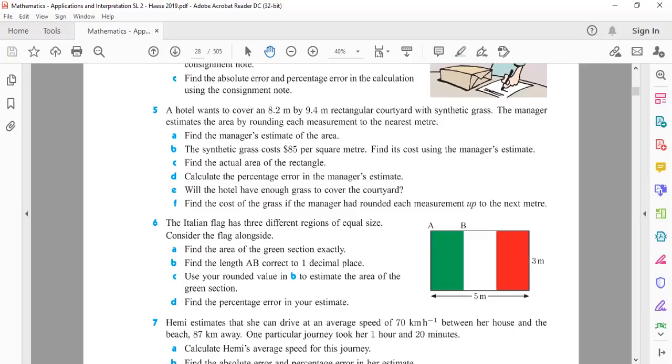Yeah, so I have the answers. A is 72, B is 6,120, C is 77.08, D is 6.59, right. E is no, okay, F is 7,650, right. So you know this chapter well. And do you want to do one more question? Can we do one more question? Okay, fine. We'll do the difficult one now.